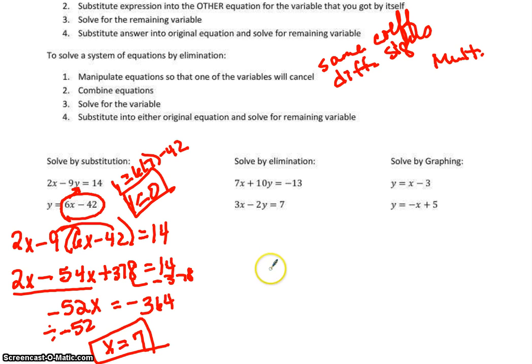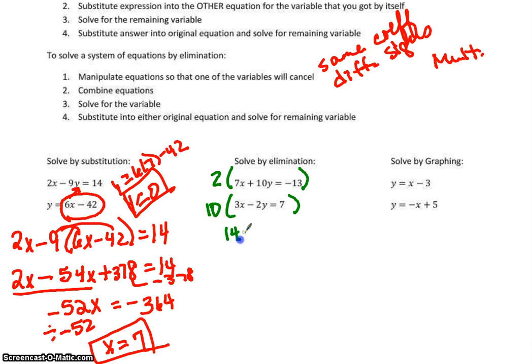All right, the next one wants you to solve by elimination. You need to make something cancel. You look and you have a 7 and a 3. No good. You have a 10 and a negative 2. Okay, there's a couple of ways you can go about this. Probably just the easiest, most straightforward way is these are the ones that are opposite signs. So I'm going to get rid of my y. And I'm going to multiply everything in the top one by 2 because that's what's in the other y. Everything in the bottom one times 10 because that's what was in the first y.